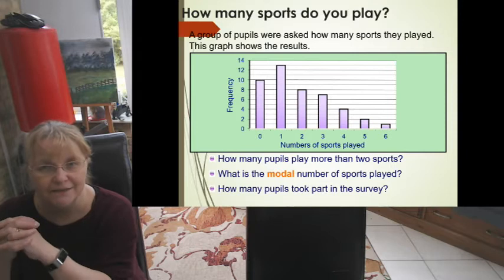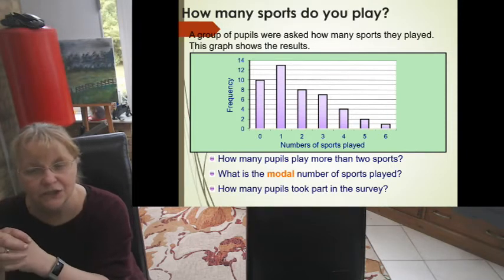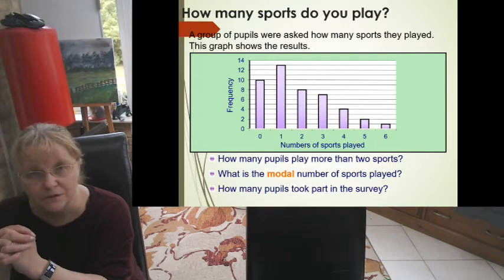So here's some more graphs. How many sports do you play? Looking at that, now just look at the following question, so pause and come back to me.